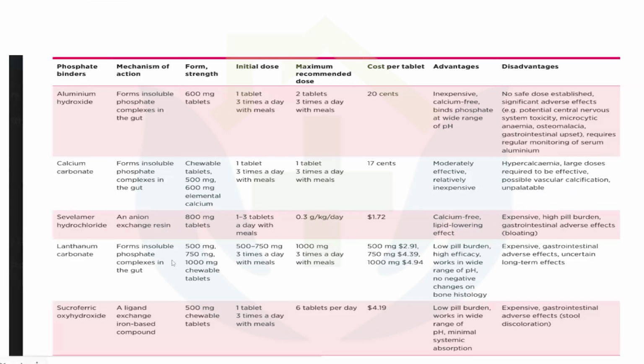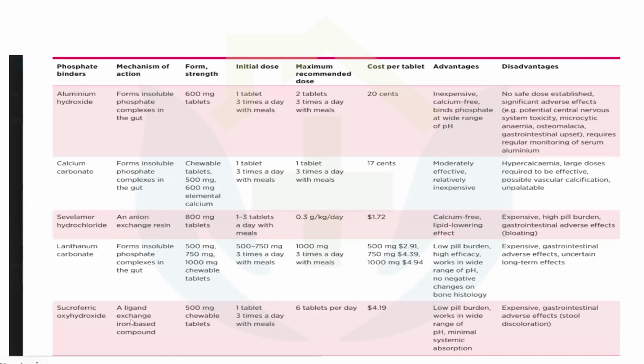Lanthanum carbonate forms insoluble phosphate complexes in the gut. They are very highly efficacious compared to the other group of drugs. It's available in 500, 750, and 1000 milligram tablets. Maximum dose is 1000 milligram thrice daily. Disadvantages are expensive and has GI side effects, and long-term effects are unknown.